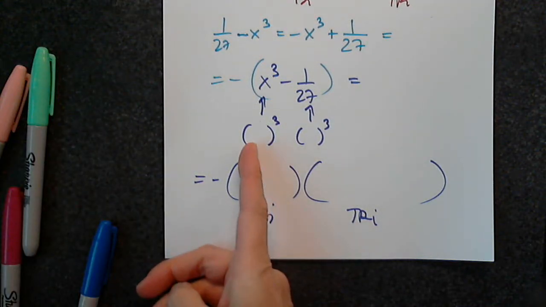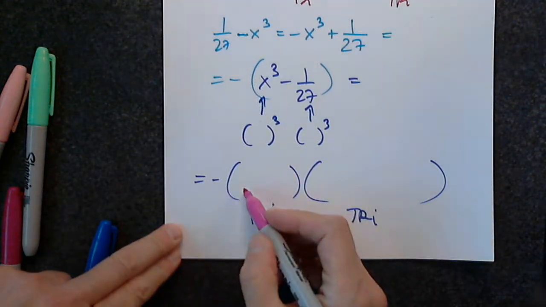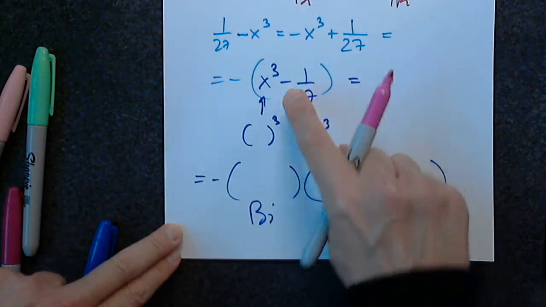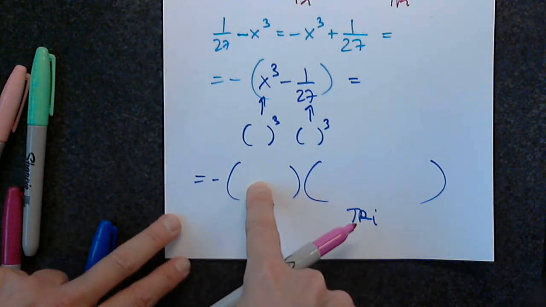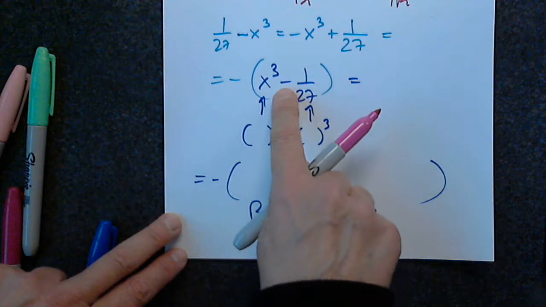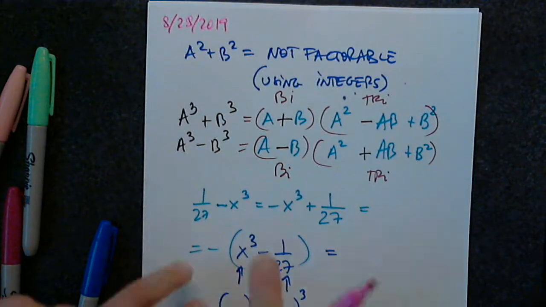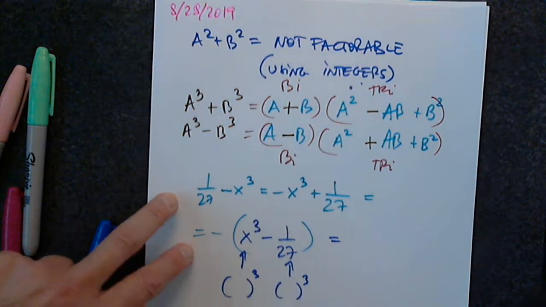Okay, so now please tell me what you could cube to get x to the third and what you cube to get 1 over 27. So let's start with the sequence of signs. If we factor the difference, we always start with the difference. If we factor the sum, we always start with the sum.